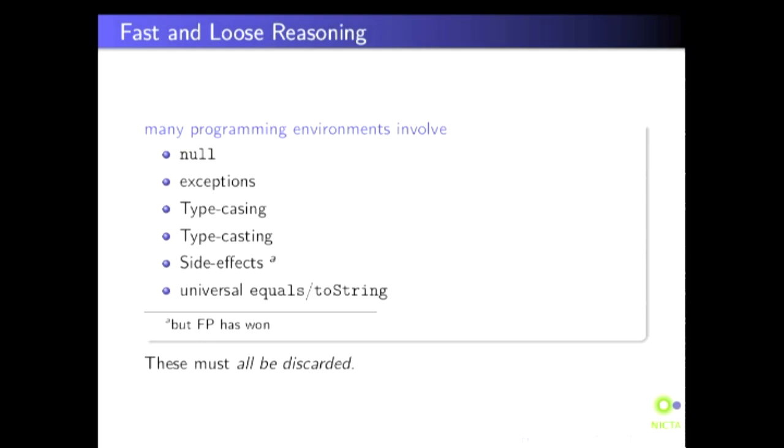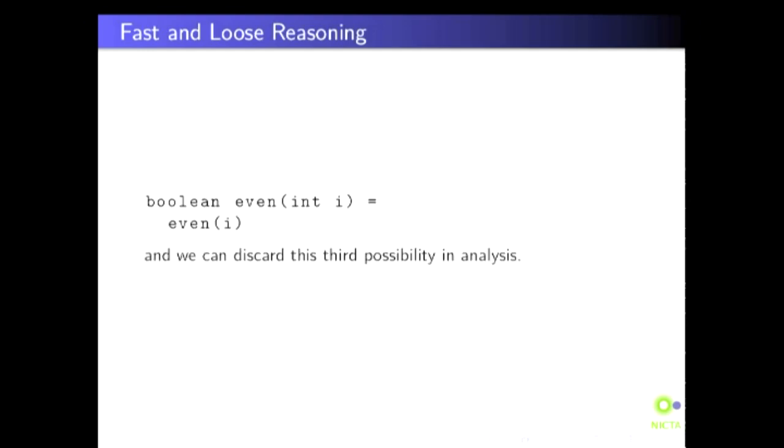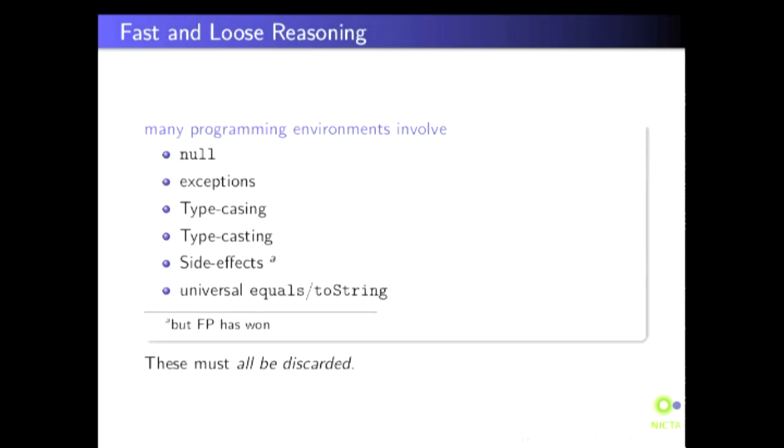So, to address that, the non-terminating case. If you and I were to sit together and we go, what does this thing do? You'd go, it returns either true or false, and you would be right, and you would be fast and loose reasoning. That's because we would not say, oh, or it might not terminate. Because we add that every time we're reasoning about our code in a non-total environment, that's implied. And for hand-wavy reasons, I attribute these things to fast and loose reasoning.